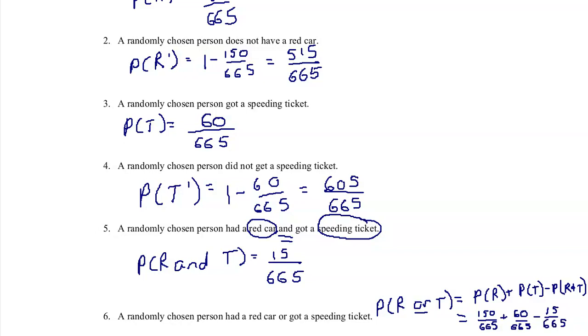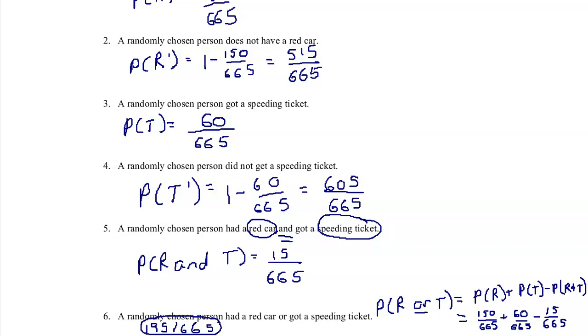Minus 15, this is going to be, I'm running out of space. Sorry, folks. No, I can't just add more space to it. Okay, it's going to be 195 divided by 665. There's our answer. That's the probability somebody either had a red car or got a speeding ticket.